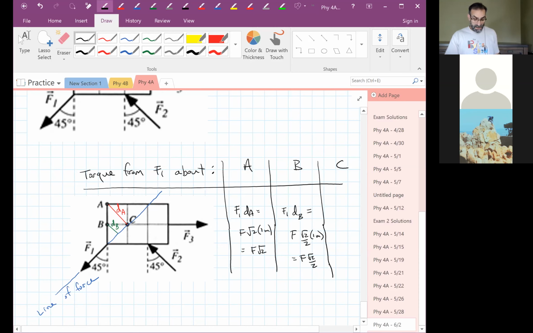And for axis of rotation C, we get 0. The line of force passes right through axis of rotation C. There's 0 lever arm. It cannot produce rotation about that axis of rotation.